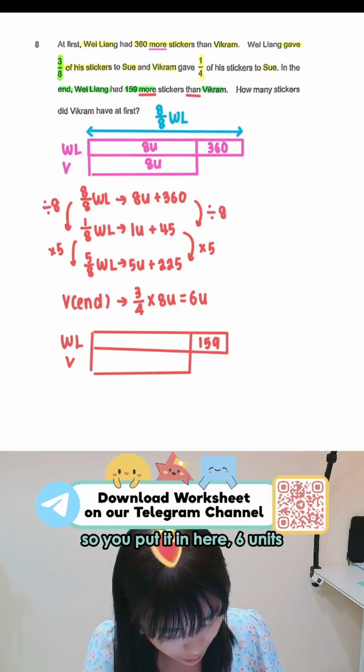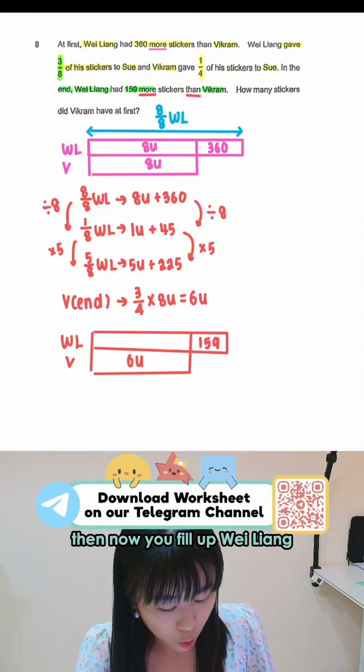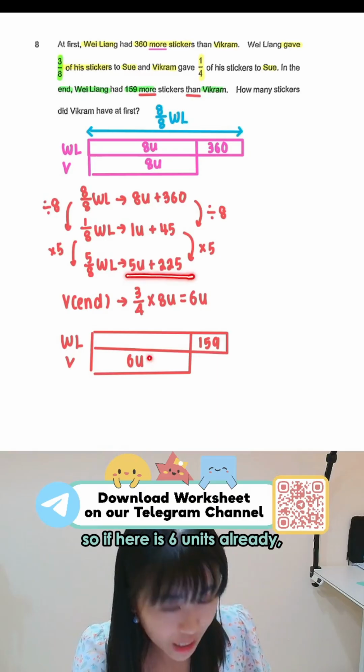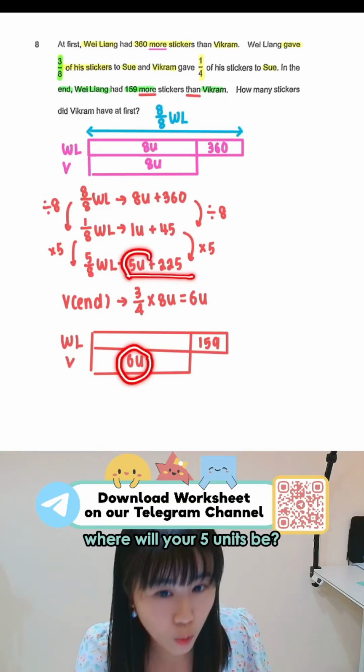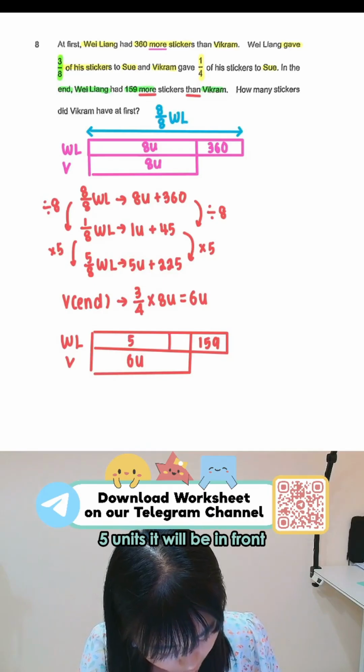So you put it in here, 6 unit. Can you see? Then now you fill up Wei Liang. You see, Wei Liang in the end is there with 5 unit plus 225. So if here is 6 unit already, where will your 5 unit be? So you need to cut your model. 5 unit, it will be in front.